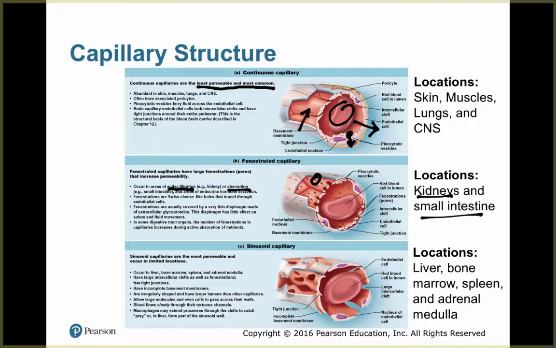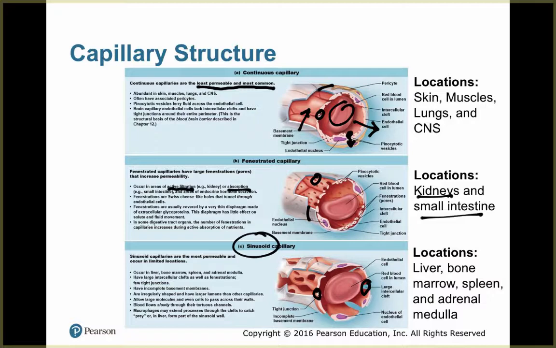And the sinusoid capillaries are the last ones that you're looking at here. These are located in the liver, the bone marrow, the spleen, and the adrenal medulla. And essentially, they have these large intercellular clefts, right? And so you can see there are, again, the tight junctions that you've seen in all of these. But you can see on here, they have an incomplete basement membrane, where here it was covered all the way through, and these large clefts that open here. They essentially have an irregular shape and large lumens, right?